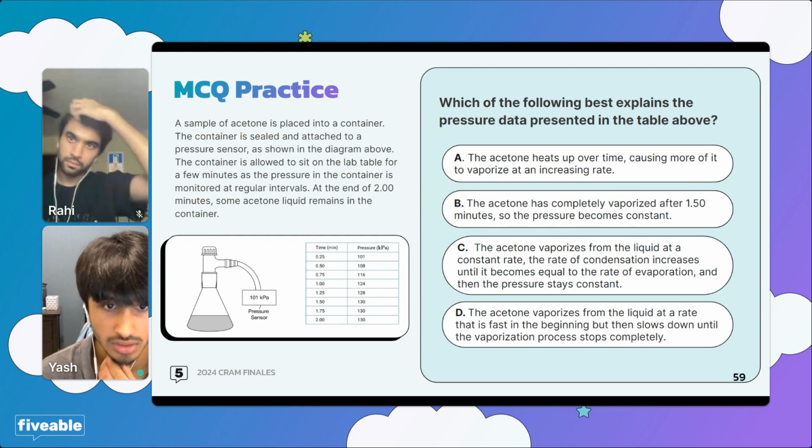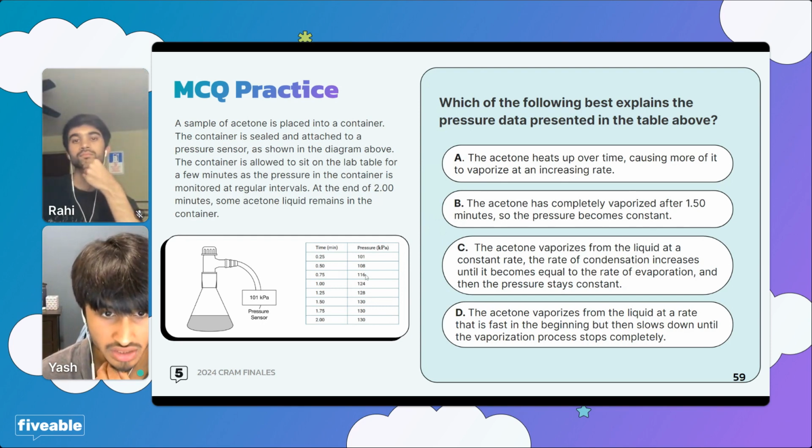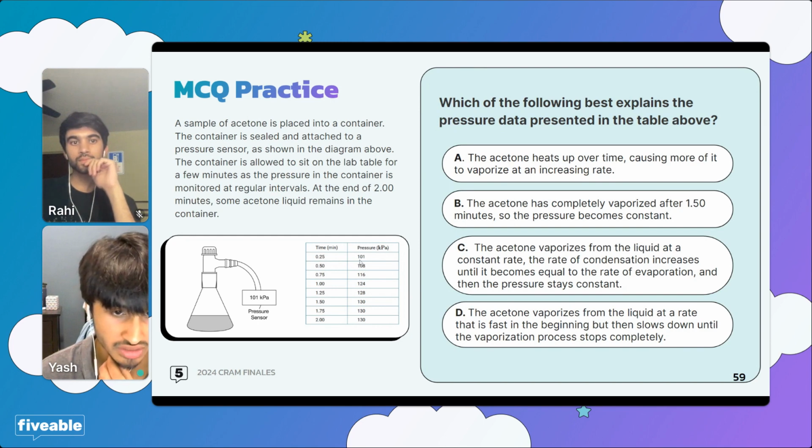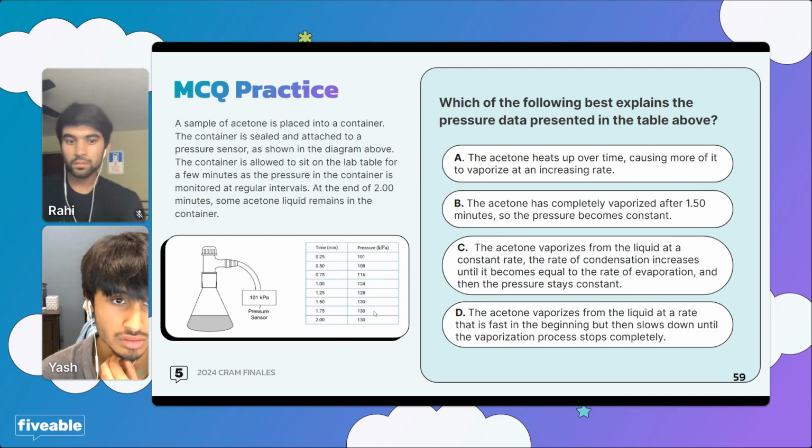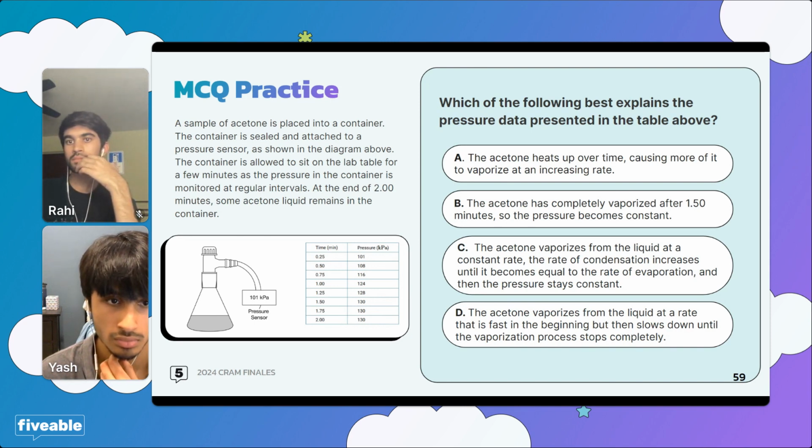You can't read the table. Basically, the pressure is just slowly increasing as time goes on. Let's see what you guys got in the chat.